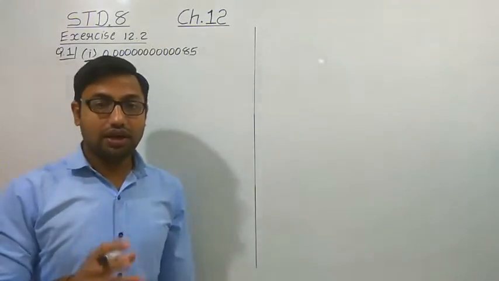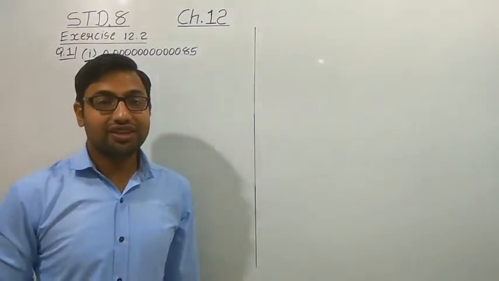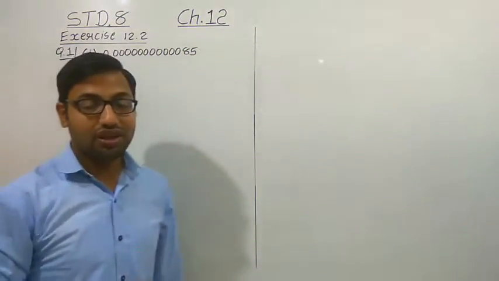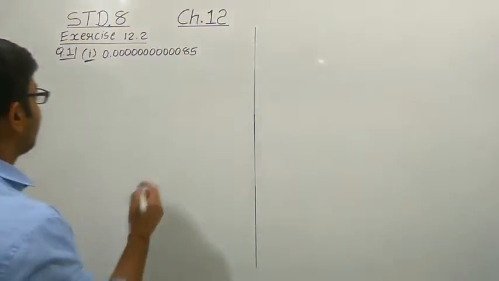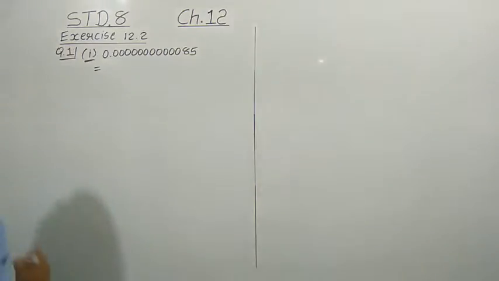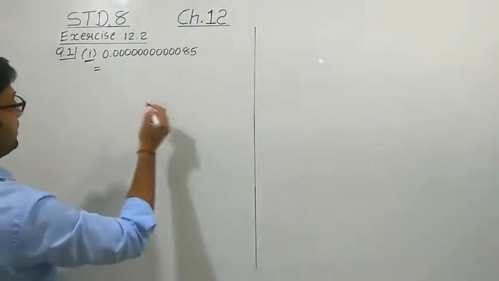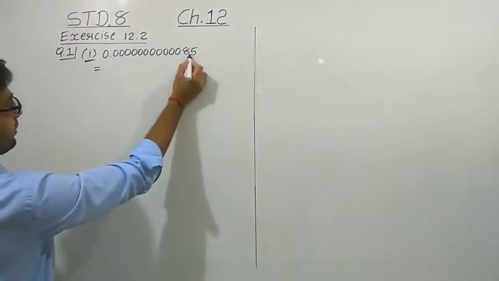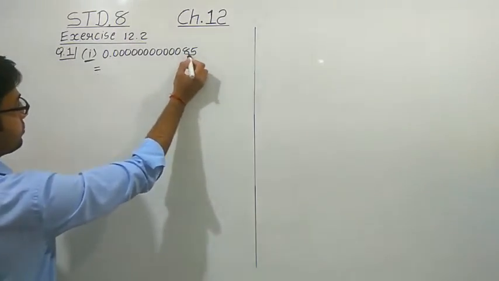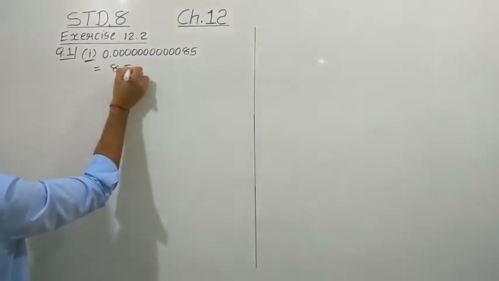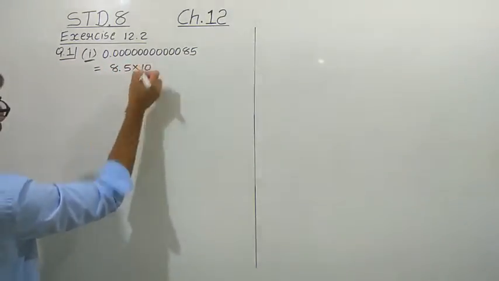So now you can get the idea of why we have to use the standard form, because every time you write this number, you have to count the number of zeros, right? Okay, so now let us convert it into the standard form. This decimal point we have to shift to the right hand side, after one digit. So here after 8 we have to put it. So here we get 8.5 into 10 raised to.